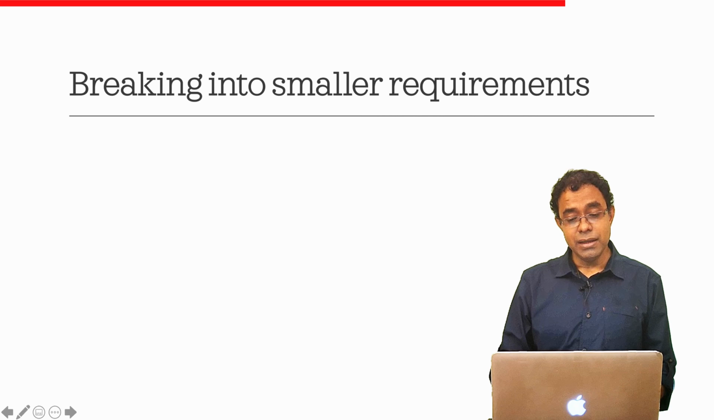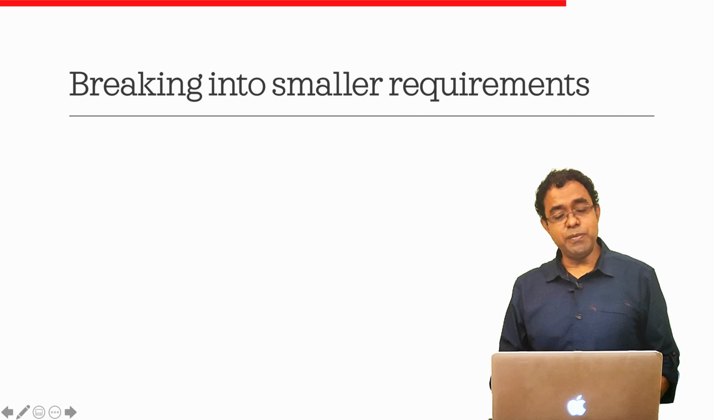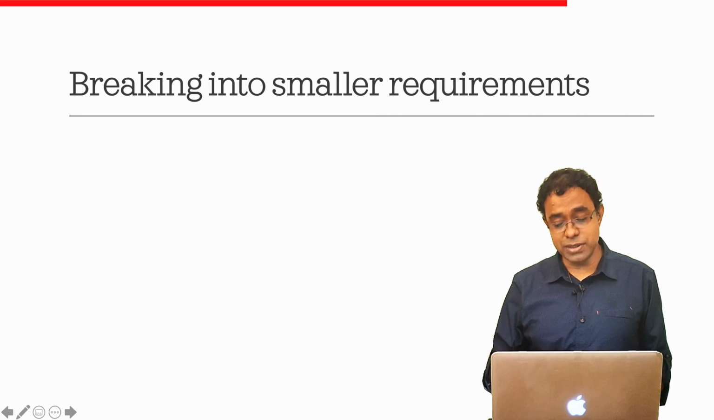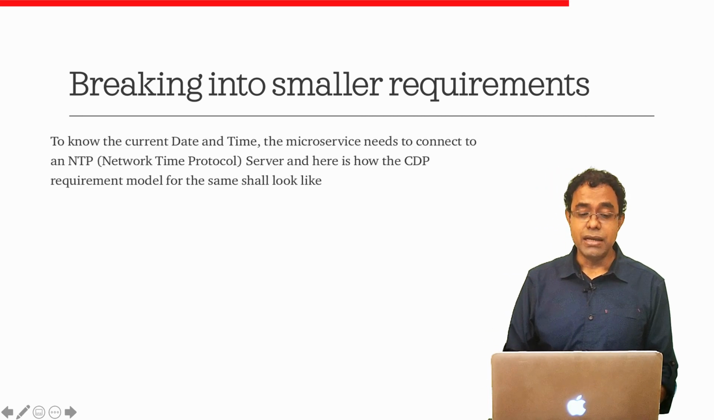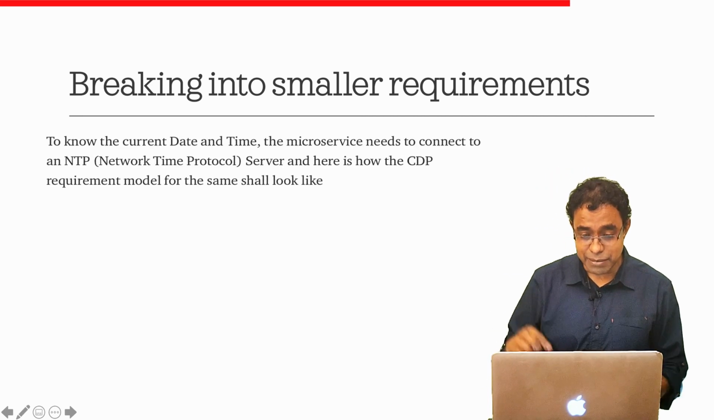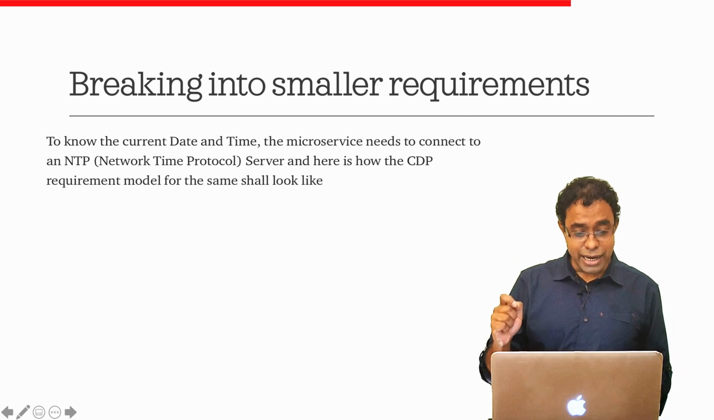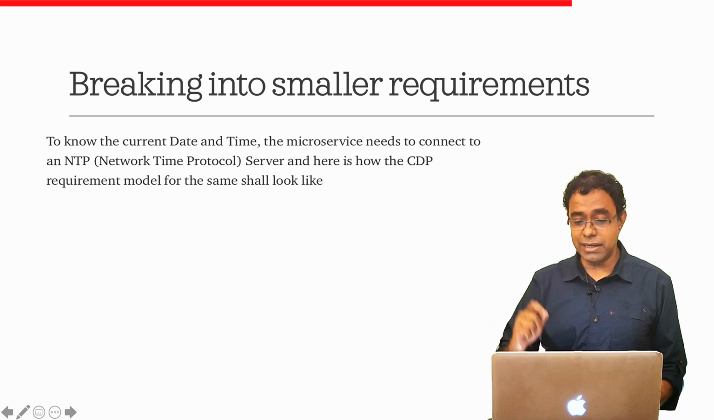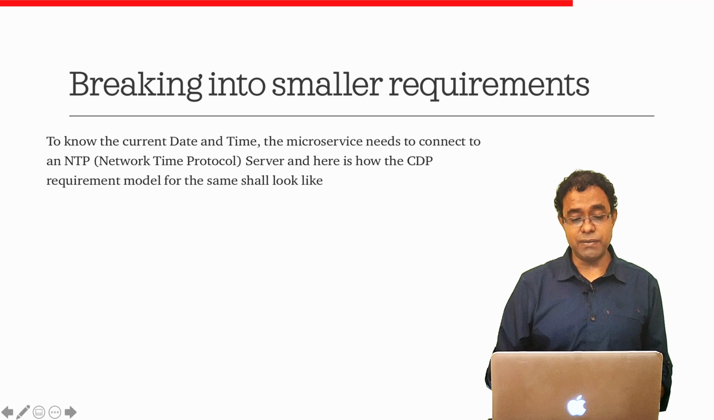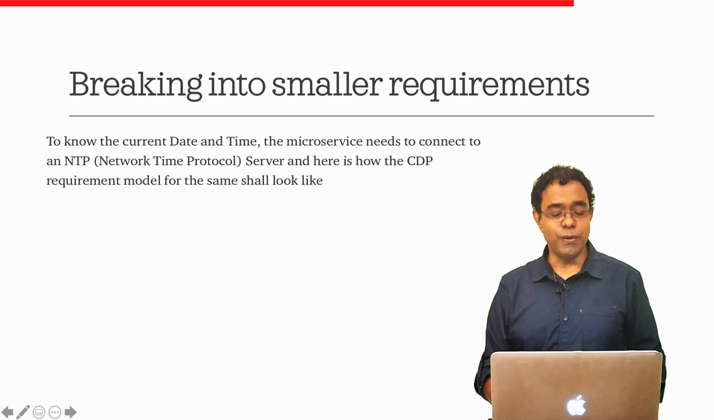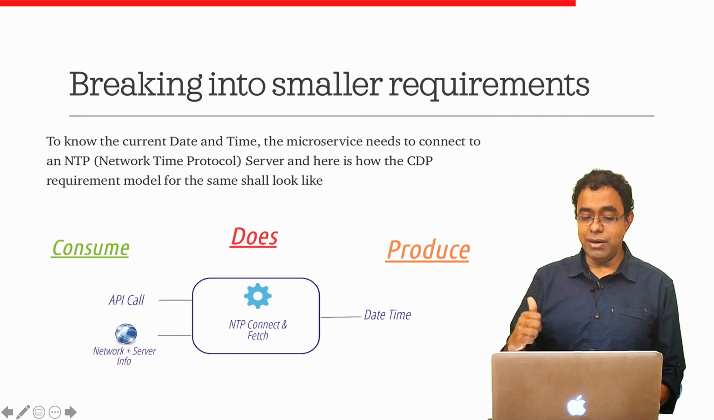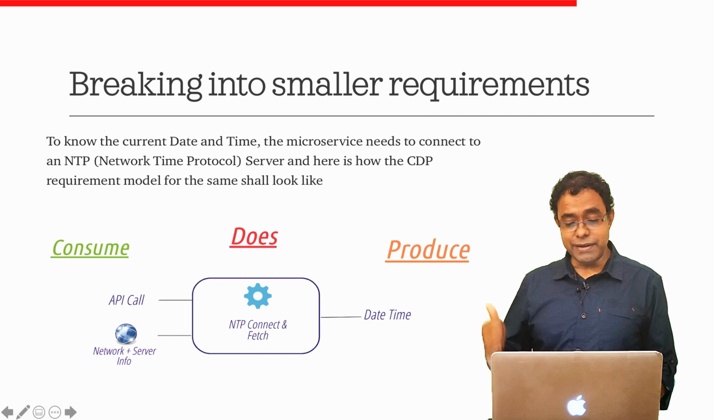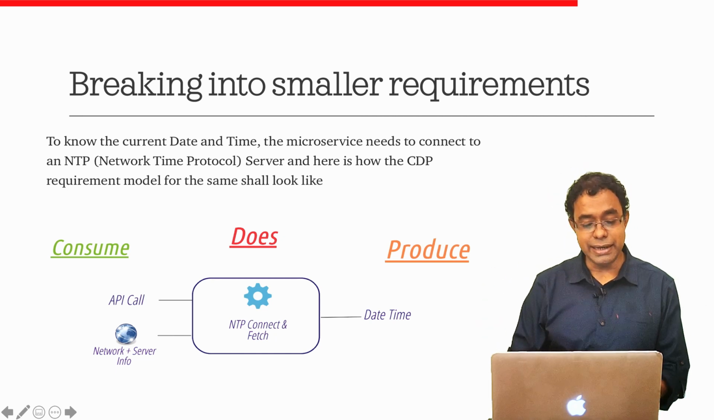Okay. Now let's again talk about breaking the same requirement into smaller requirements, as we talked about in our construction case. Now, to know the current date and time, the microservice needs to connect to an NTP, Network Time Protocol server, and here is how the CDP requirement model for the same shall look. So consume is the API call, does is NTP connect and fetch, and what it produces is date time.